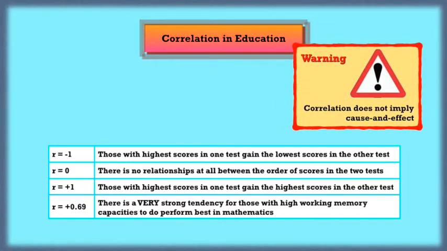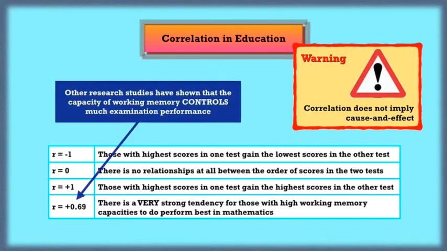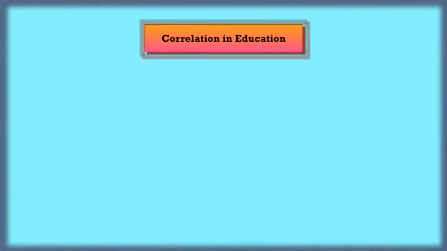Now there's a warning. It doesn't imply that one causes the other. It doesn't imply that high working memory capacity caused the performance, or that mathematics ability caused the high working memory. It's just that they are related in some way. But in fact, other research done previously shows that the capacity of working memory controls much examination performance. Correlation doesn't tell us that, but other research has shown us that. So the researcher can correctly deduce that working memory capacity was controlling mathematics performance in this country at this level. Statistics has helped us here.